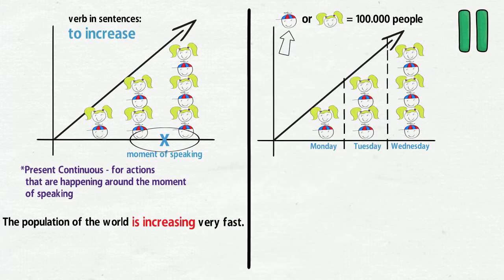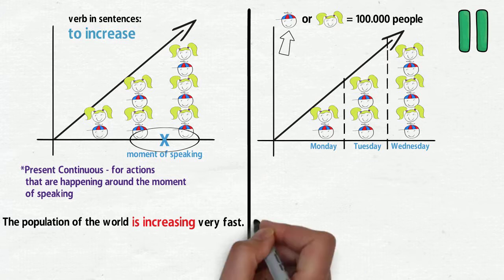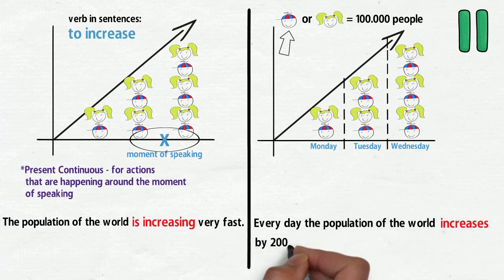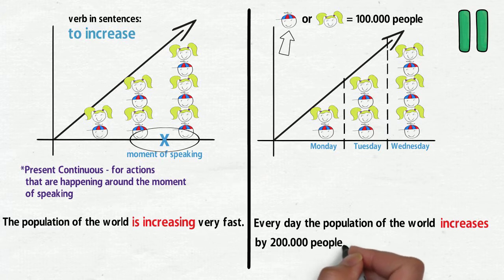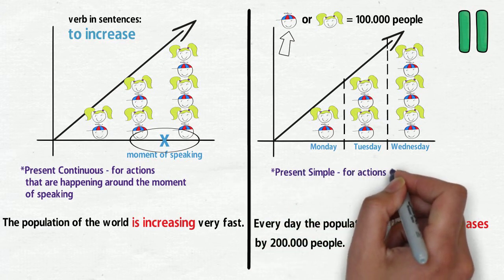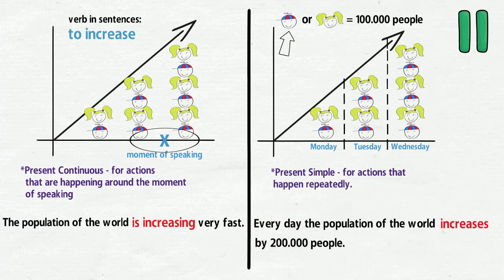In the second picture, we have a sign that shows that every day the number of people in the world goes up by 200,000 people. So here we would say, every day the population of the world increases by about 200,000 people. The emphasis is on the fact that the same thing repeats every single day. So there we can see that we use present simple for things that happen repeatedly.